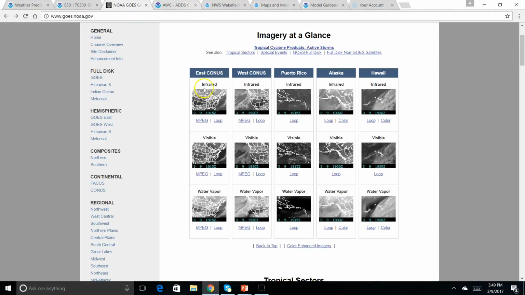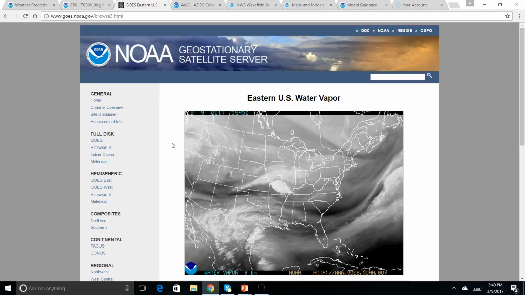So we'll look at one more thing here. I want to look at water vapor. Water vapor can do a couple of things for you. It has the ability to pick out where dry spots are. Dry spots are like in here. There's another one, darker colored, over here.